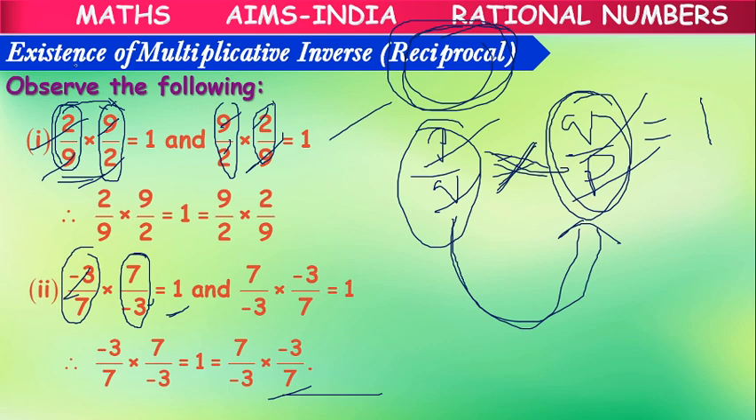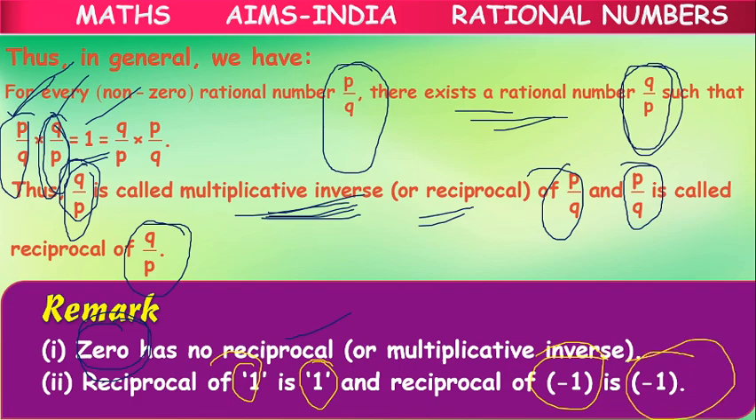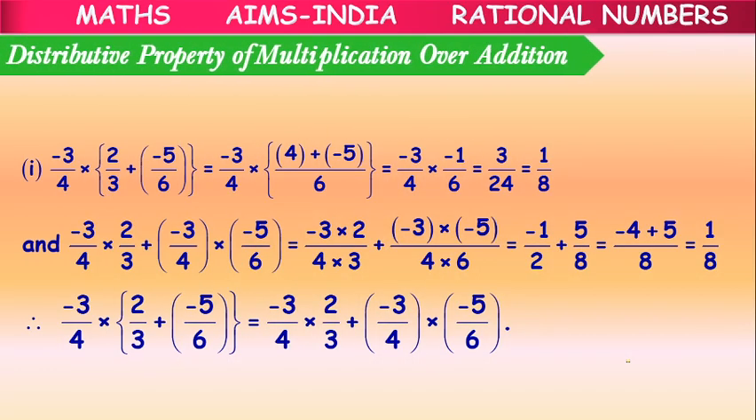So in rational numbers, multiplicative identity will exist. Multiplicative inverse also will exist. But here some things we have to keep in mind. 0 has no reciprocal, no multiplicative inverse. Reciprocal of 1 is 1 only. Reciprocal of minus 1 is minus 1 only. These things we have to keep in mind.